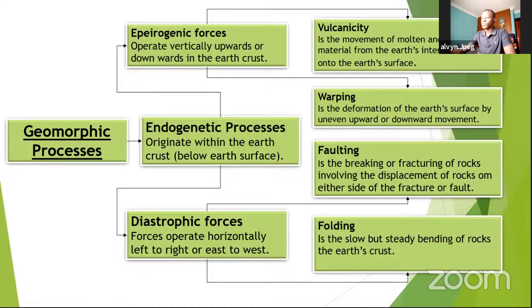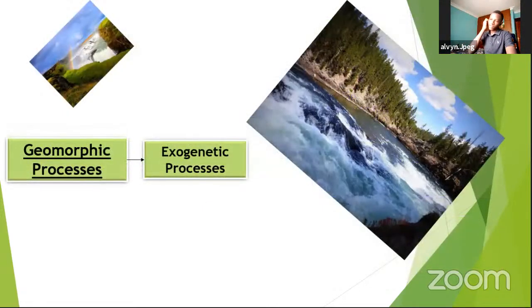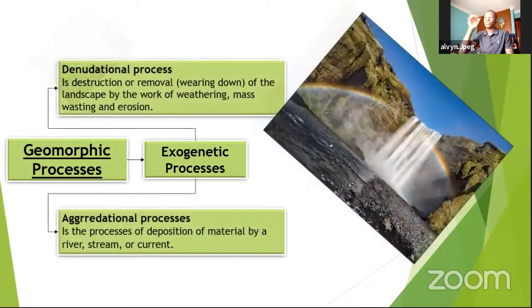Yes, so let me now move on to the other geomorphic process, the exogenic processes. Remember, endogenic processes occur within the earth's crust, while exogenic processes occur on top of the earth's crust. These include degradational and aggradational processes. The degradational processes are the destruction or removal, meaning the wearing down of the landscape by weathering, mass wasting, and erosion. Those are categorized under the degradational processes.